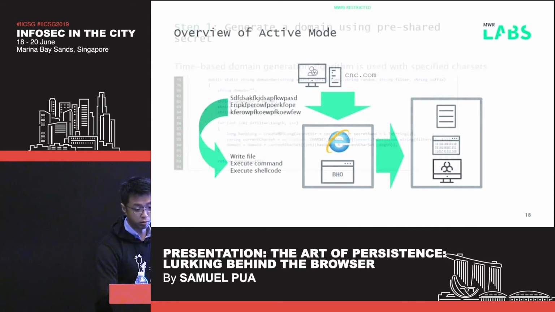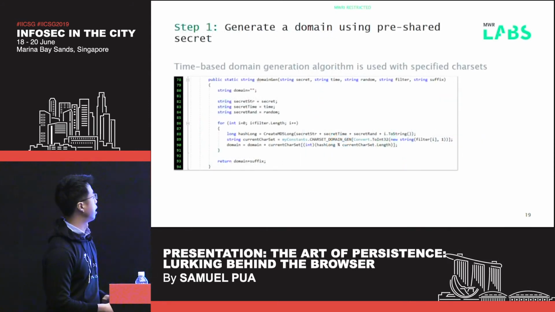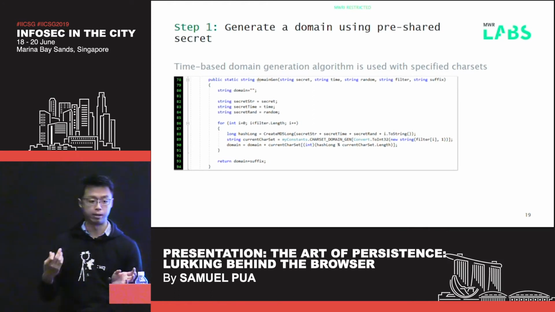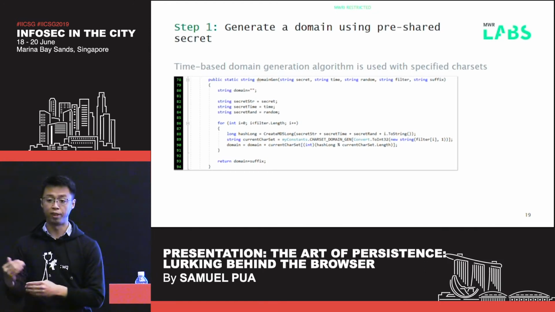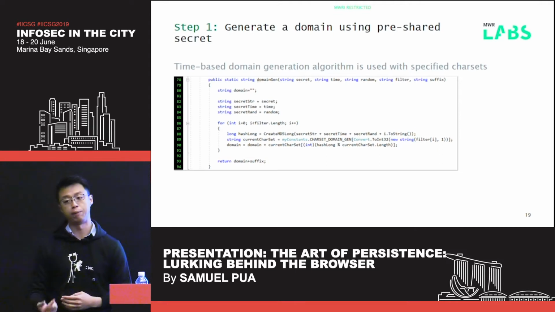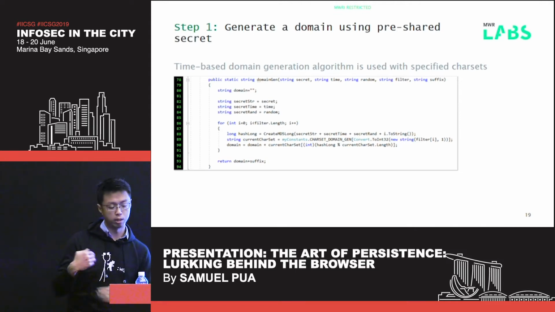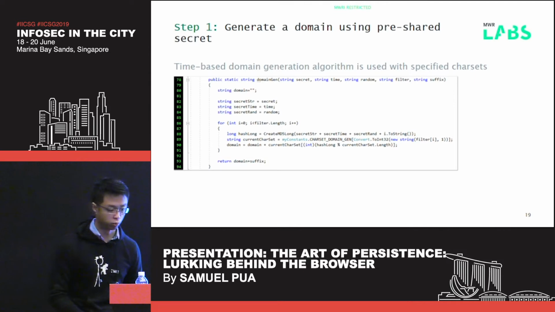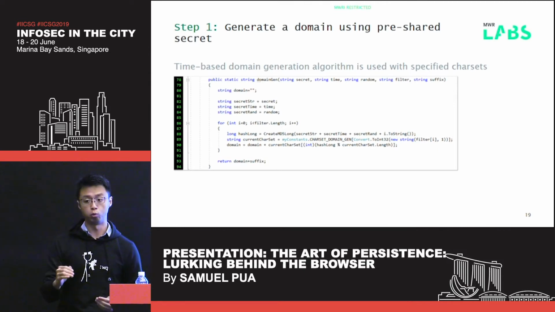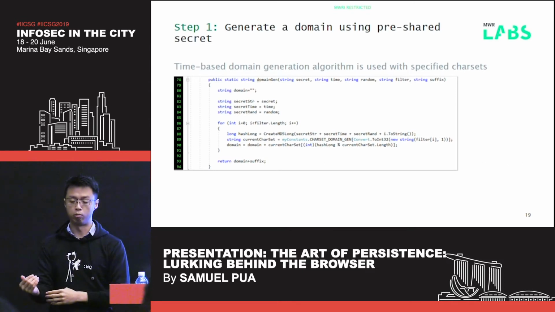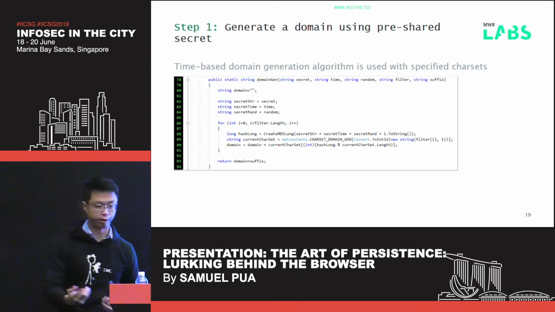So I'll go through it in detail. Step one, as I was saying earlier, you'll generate a domain using a pre-shared secret. With the pre-shared secret, as well as a time aspect to it, it will generate a list of domain names, and within this list it will randomly select one of them to try for every attempt it does. Depending on the ratio that you set, you will then be able to select the right C2 channel randomly at the right time.